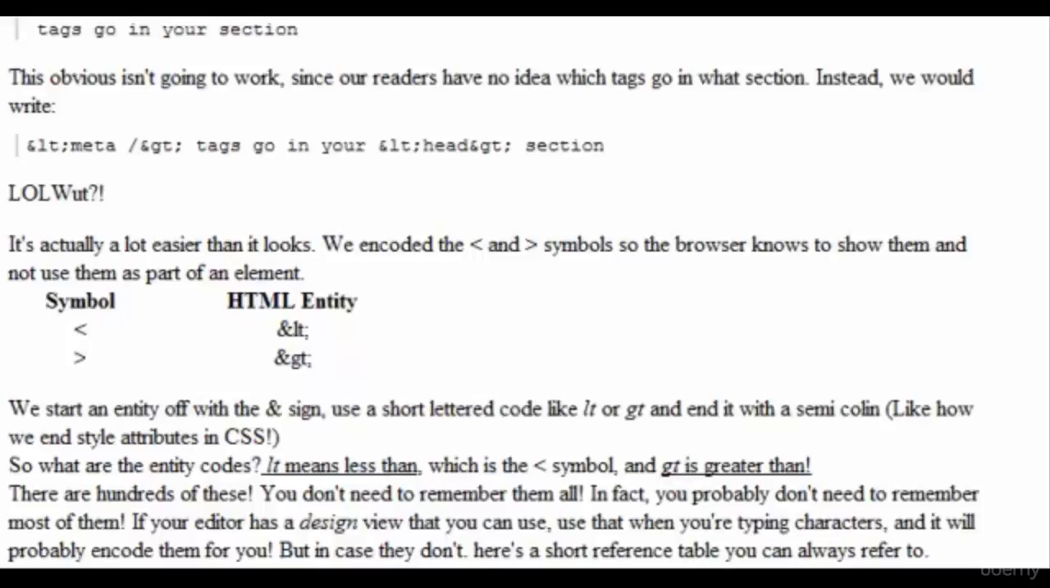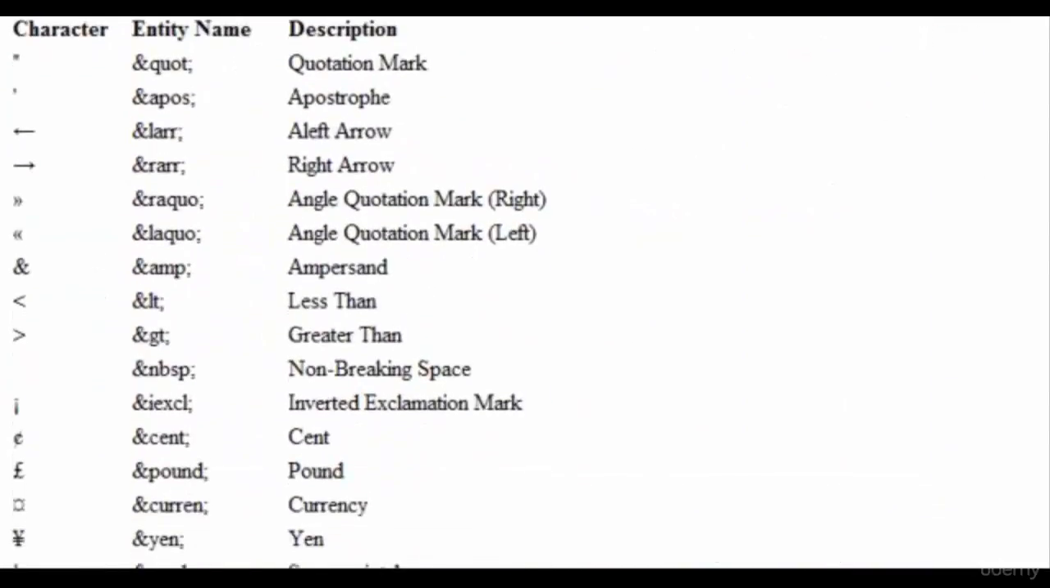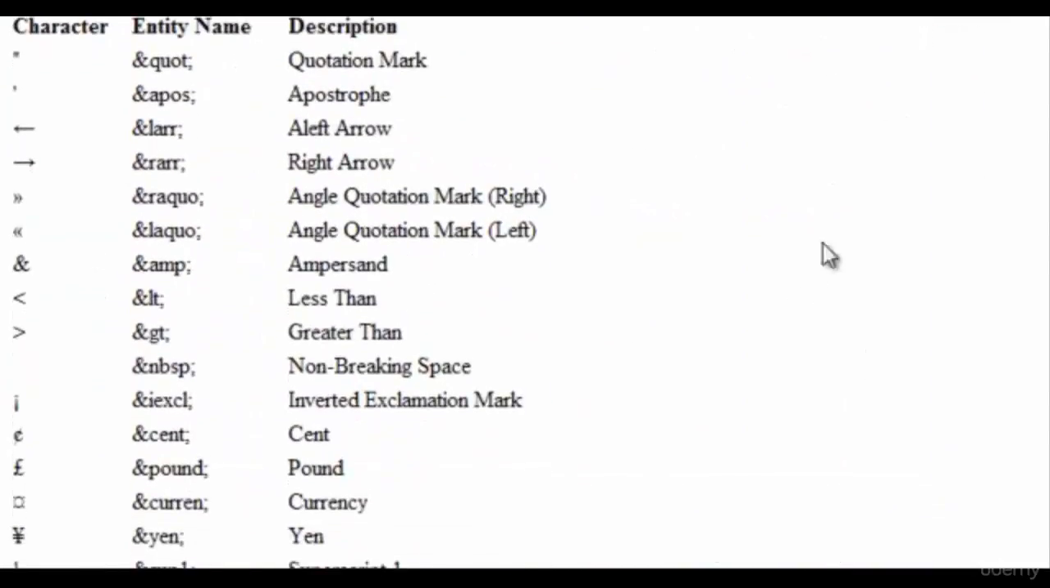If your editor has a design view, you can use that while you're typing characters, and it will probably encode them for you. But in case they don't, here's a short reference table that you can always refer to. So we have the character, what it shows up as, we have entities, and the description.